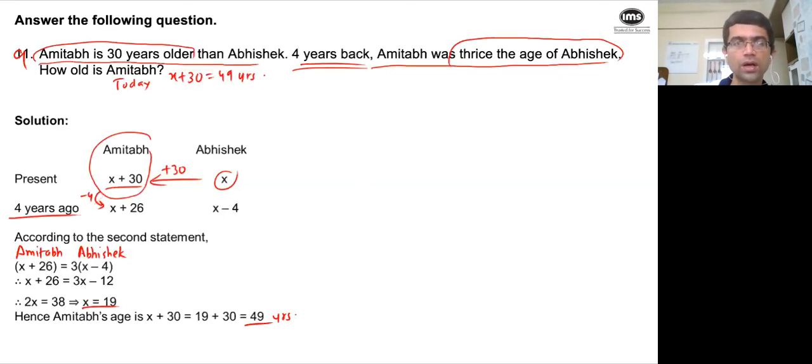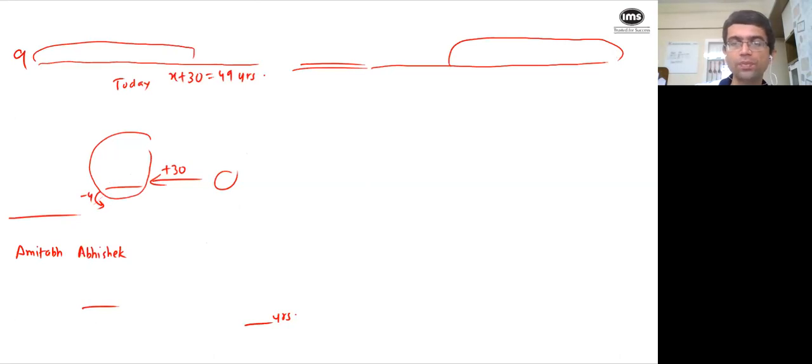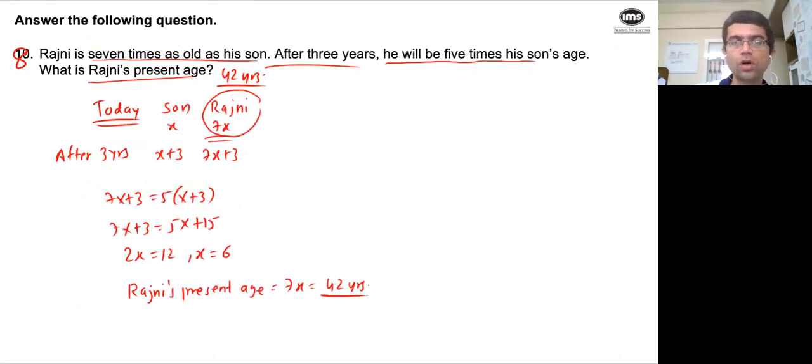Now again, last time in the previous one, what we found out was x, and what is asked is the present age. So we were supposed to find 7x. We got x is equal to 6, so we got 7x as 42. We have not been asked what will be Rajini's age after 3 years. We have been asked his present age. If the question asked Rajini's age after 3 years, then we would have said 42 plus 3. So future age has not been asked. Present age has been asked.